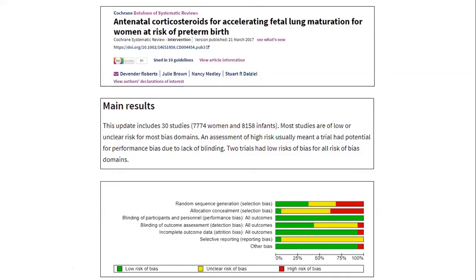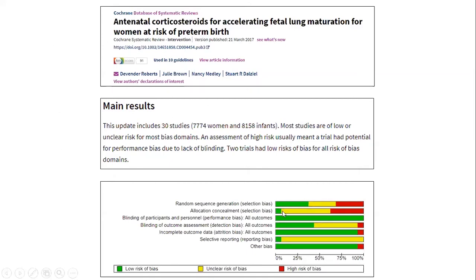So reviews can have a very specific question that's more focused. This is an example of it. It is a question about giving, when mothers think they might have the baby too soon, they sometimes give them an injection beforehand. It means the baby is healthier. It's a very famous systematic review. What they did was find all of the clinical trials that compared them, and they found 30 clinical trials, and they did a quality assessment.